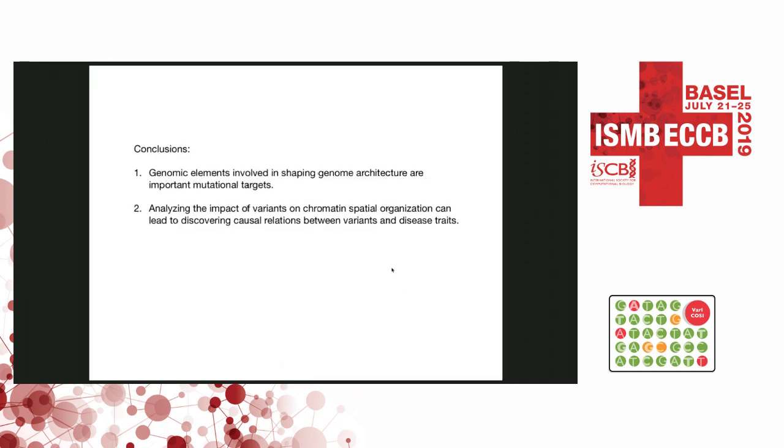So coming back to these two points I mentioned at the beginning, genomic elements involved in shaping genome architecture are important mutational targets, and analyzing the impact of variants on chromatin spatial organization can lead to discovering causal relations between variants and disease traits.